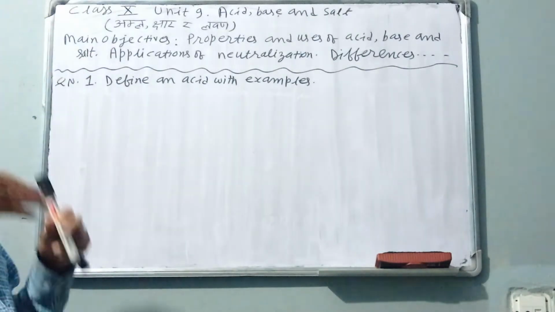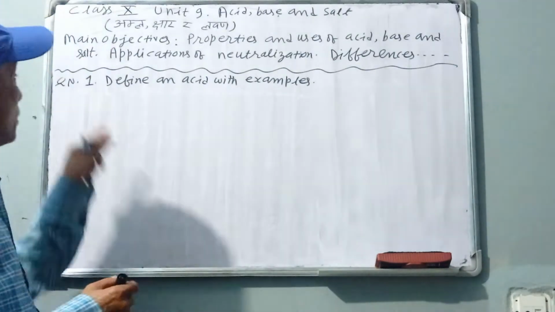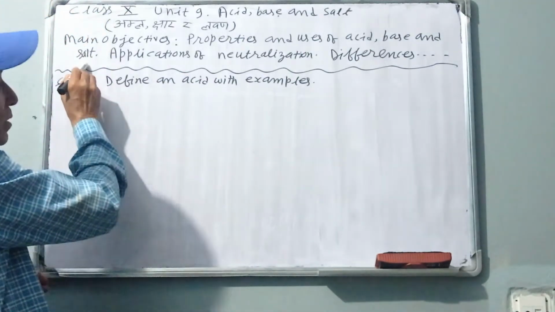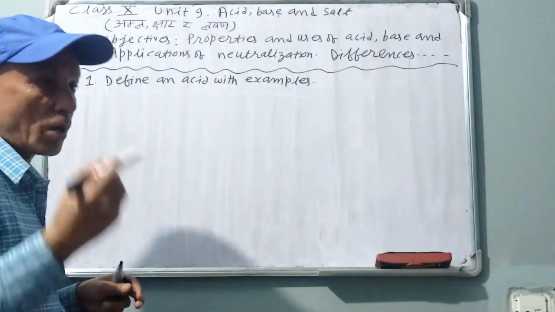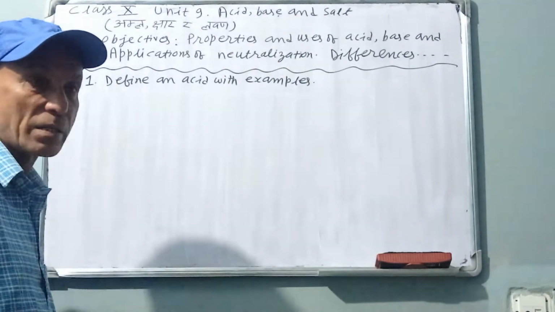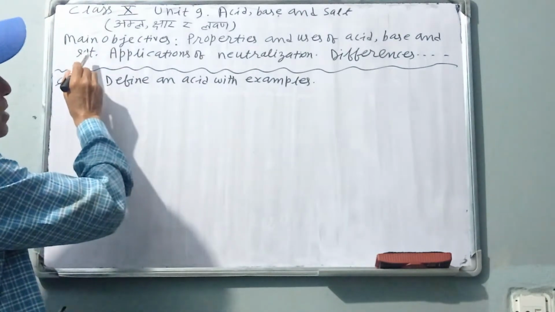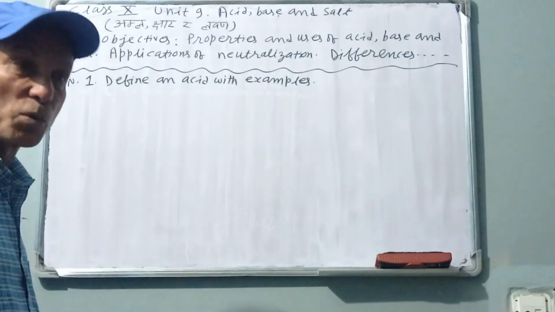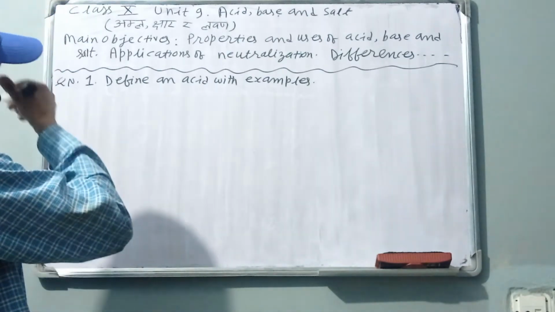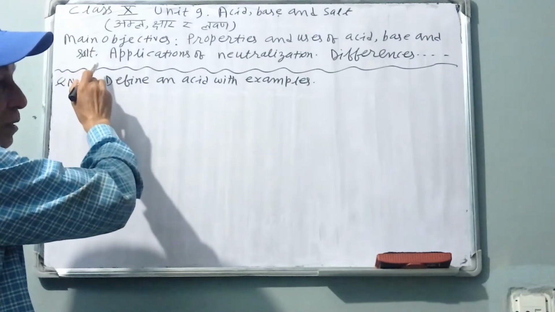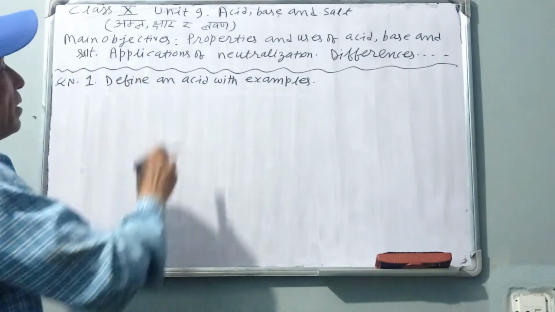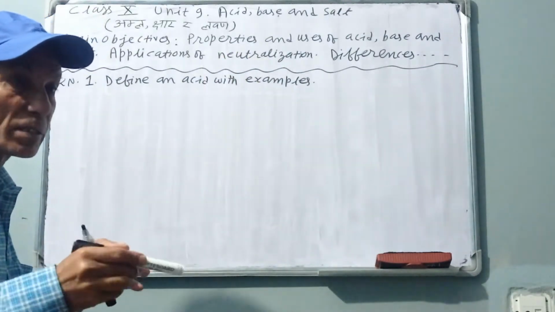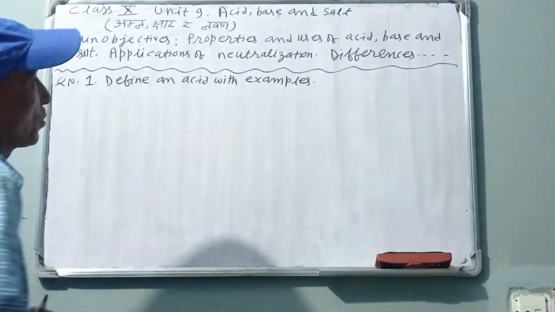Salt also has different types. All salts are not salty. Some salts are salty, some are pungent, some are tasteless, etc. And different salts have different colors. Some are white, some are yellow, some are blue, like copper sulfate. Different types of salt: soluble salt, insoluble salt, acidic salt, basic salt and neutral salt. And we will also study the practical applications of neutralization reaction, the acid-base reaction.